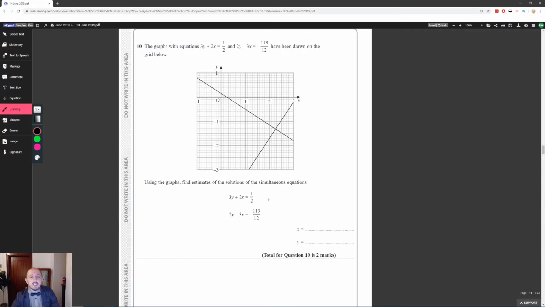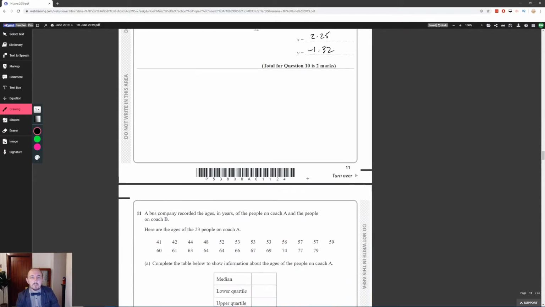Simultaneous equations, where they cross over, that is the coordinates of the crossover, also gives us the solutions to the equations. So when we read off this x coordinate here, we get 2.2, so somewhere between 2.2 and 2.3 they'll allow 2.25, and on the y we've got negative 1.123, just over 1.3, so 1.32. Okay, there'll be a range of values that they'll allow for that one.